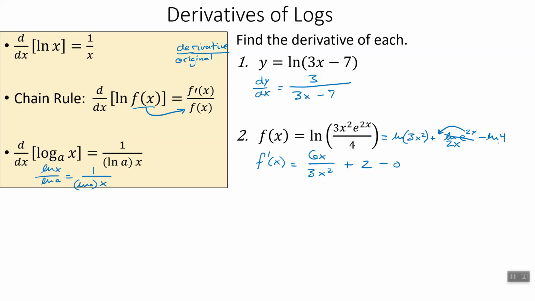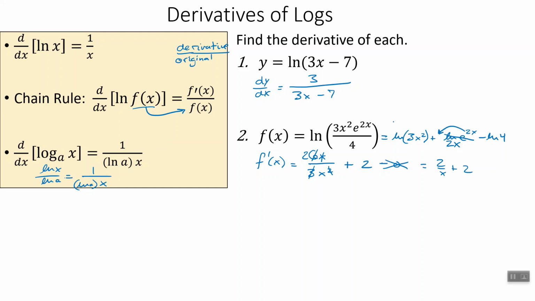All right? ln of 4 is just a constant. If there's no x's involved, it's just going to be a constant. Its derivative is 0. Gone. All right, we can simplify here. 6 over 3 is 2. x over x squared leaves us with 1x on the bottom. So we're left with 2 over x plus 2 as our answer.